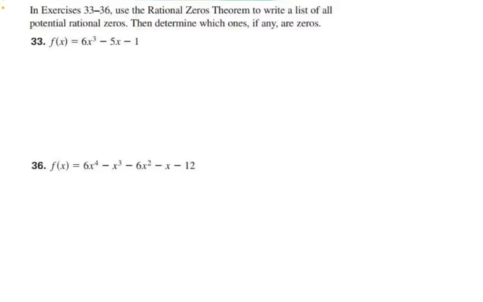So moving on, now they want you to use the rational zeros theorem to write a list of all the potential rational zeros, and then determine which ones, if any, are zeros. Gross, which means we're going to have to plug them all in. Okay, so the way that we do this is we take the last number, or constant, and find all of the factors of that.